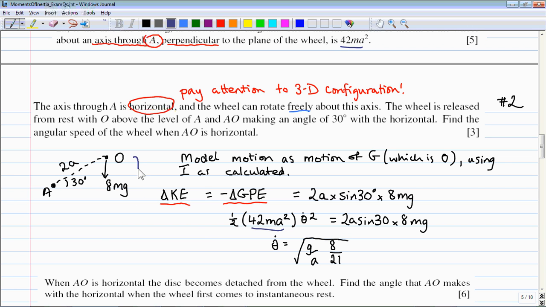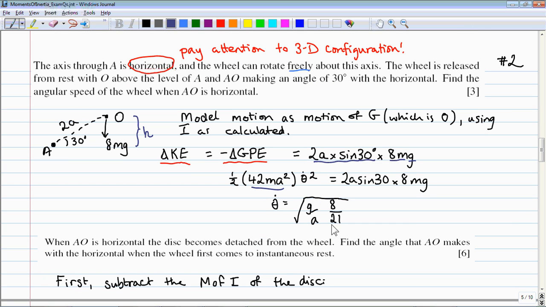That's pretty easy to work out, because the height of OA from the horizontal, so how much energy we've lost going from here down to the horizontal, will be the mass, 8m, times g times the height, which is 2a sine theta. So we get this long equation, and the only unknown is theta dot squared. We assume that a is just a variable, so that is kept in the final answer. The final answer is the square root of 8g over 21a. You can replace g with 10 if you want.